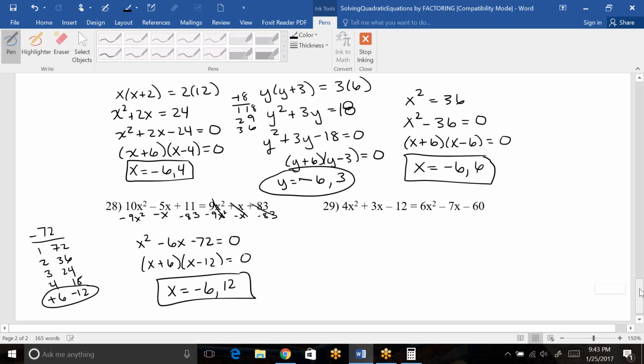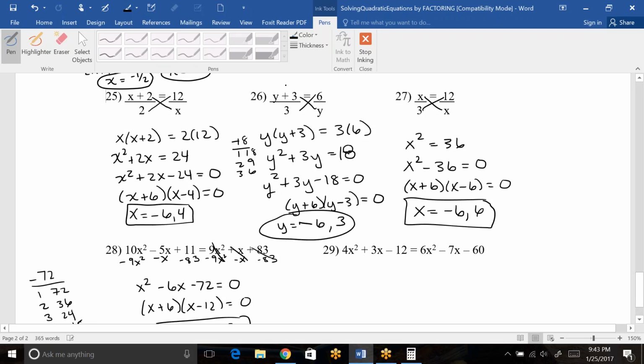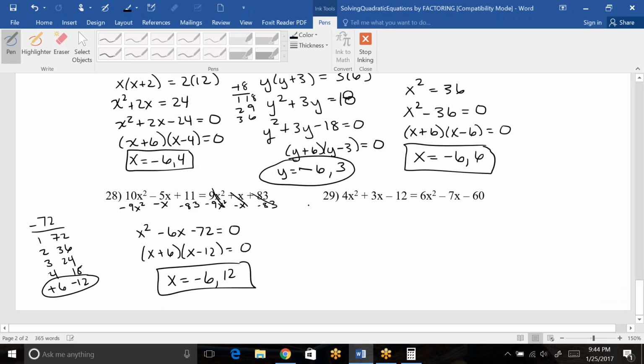Oh, one thing I do need to point out. Let me go back up to 25, 26, and 27. Notice that all of these had variables in one of their denominators. That means this answer could not have come out to 0. I forgot to mention this. If we had gotten a 0 for an answer, we would have had to throw it out because that would have created 12 divided by 0 or 6 divided by 0. So since all of our answers are not going to plug in and make this turn into a 0, we're okay. But that is something you have to worry about with the fractions.